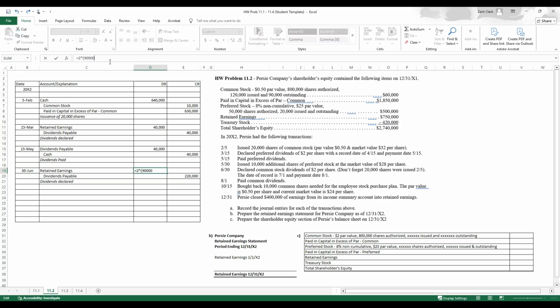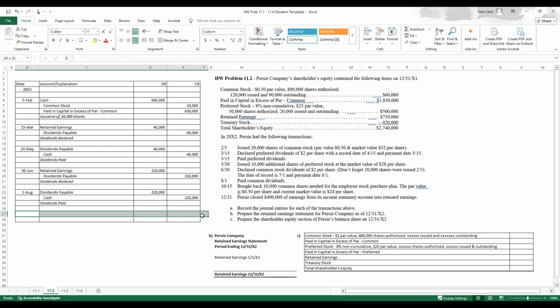If we want to show it a little more, I'll do it like this, in case it's helpful: 90,000 plus 20,000. 90,000 to start, that's here, and then 20,000 additional shares issued there. It doesn't like my commas, but you get the point. I'll delete the commas. Now when those are declared, they're going to be payable. On 8/1, we just paid them, so I'm going to do this same journal entry again.